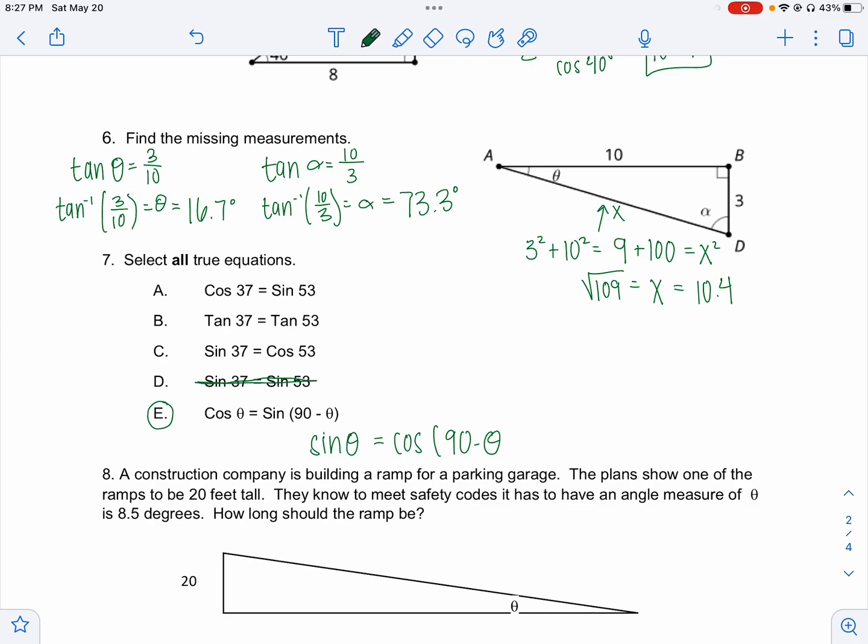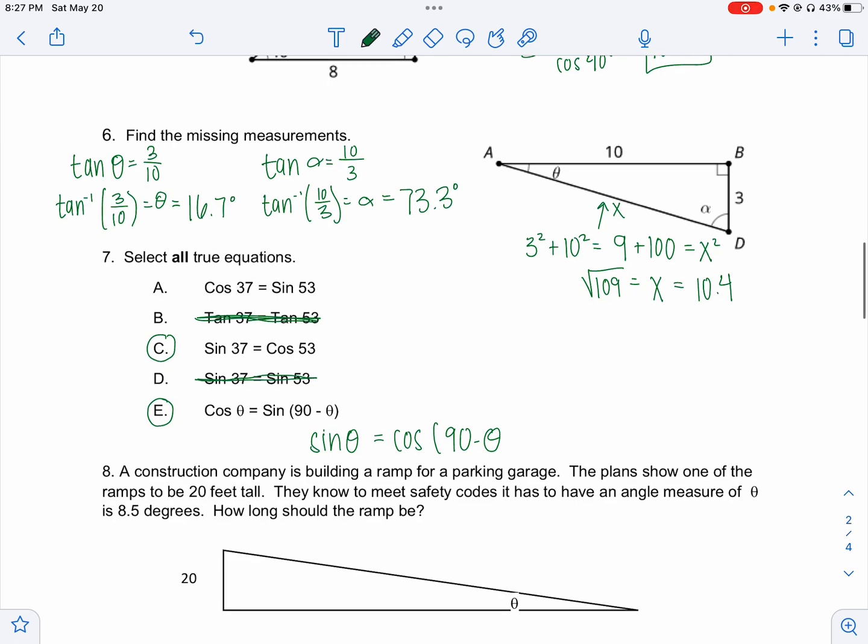Sine of 37 equals cosine of 53, that works because 37 plus 53 is 90. Tangent does not apply to it. Cosine of 37 equals sine of 53. Same thing.